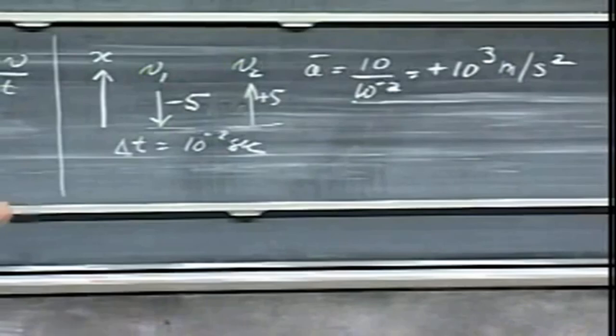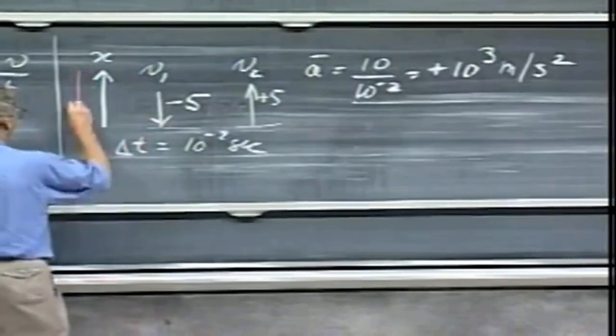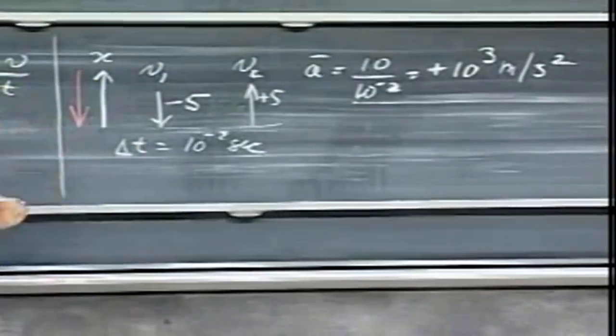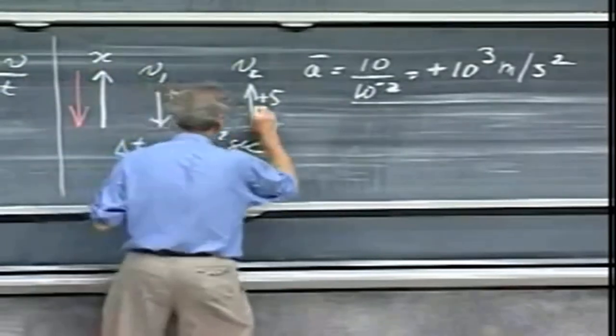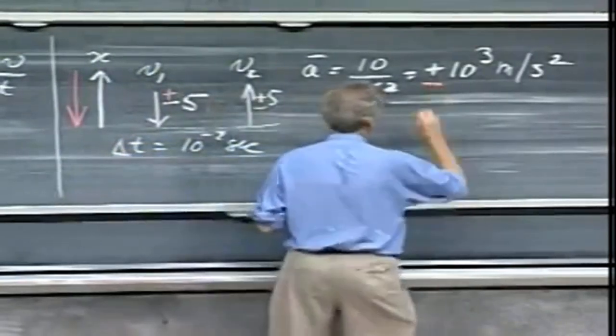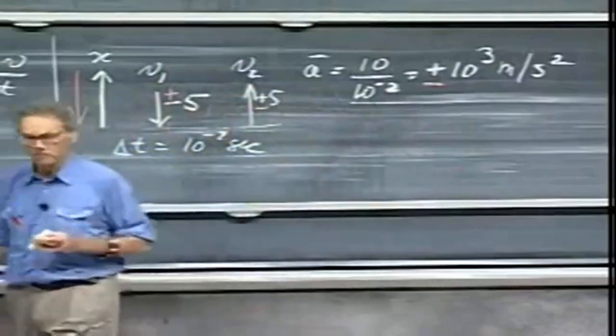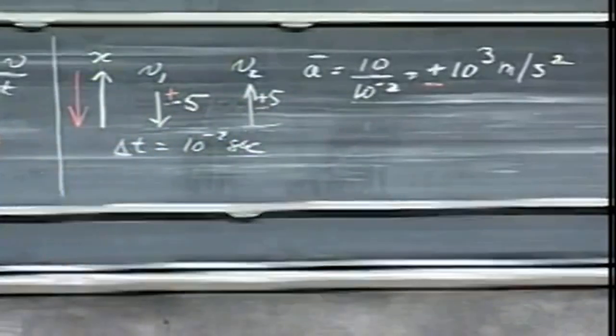If now I say, aha, I don't like this, I want to call this the value of increasing x, no big deal. This will become a plus, this will become a minus, and then this would become a minus. So then the acceleration is minus 1,000 meters per second squared.